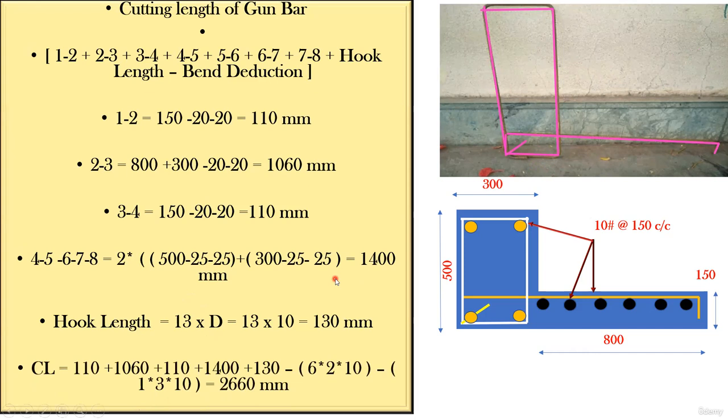So the total cutting length will be 100, 110. So this is 110. This portion is 110. This straight portion is 1060. So add 1060 plus again this bend is 110, 110 plus 1400. So this 1400 is the complete stirrup part, this much part. 1400 plus 130 is the hook part. So here everything is done.